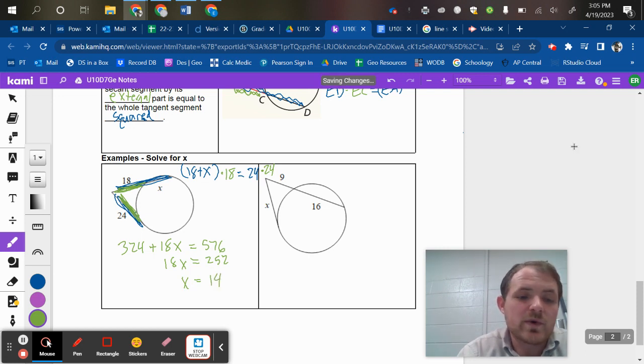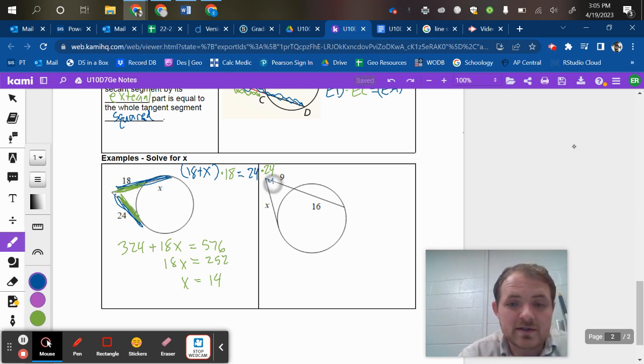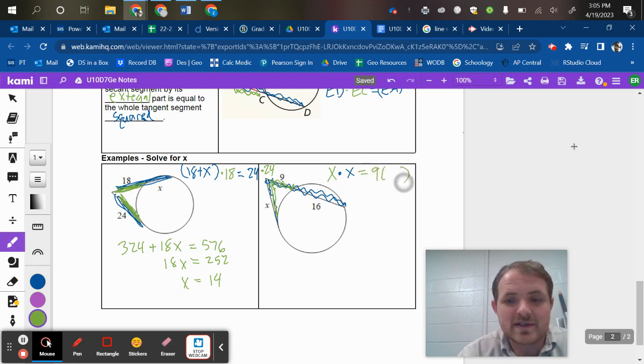So again, the relationship here, the weird part is that the 24 is the whole and it's also the external. So again, if I label with colors, my whole is 16 plus 9. And my external is just the 9. And then my whole is x, which is also my external in that situation. So I'm going to have x times x. And that's going to be equal to 9 times 9 plus 16, which is 25. When I multiply those together, I get 225. That's equal to x squared.